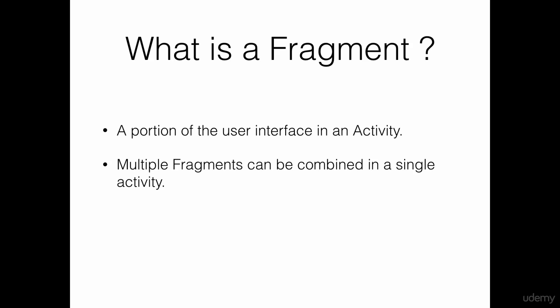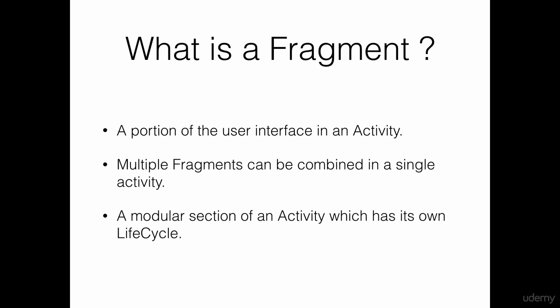Multiple fragments can be combined in a single activity. So as I earlier mentioned, when you have multiple activities, you could make them into fragments, and you could place those fragments into your single activity. A fragment is a modular section of an activity which has its own life cycle. It is a part of an activity, and not only is it like an activity itself, but it also has its very own life cycle. We have already discussed the life cycle of an activity, how it starts, how it resumes, how it stops, and how the activity actually ends. The same is the case with a fragment. Each fragment has its own life cycle.